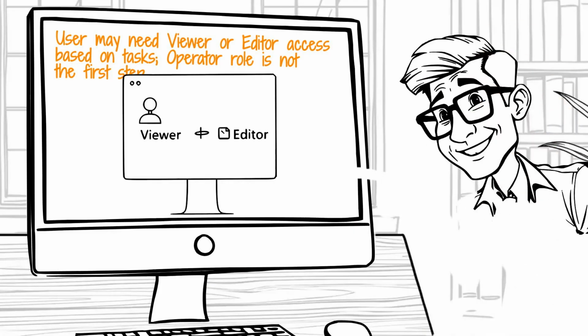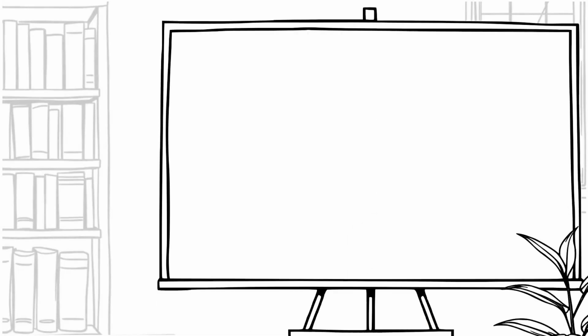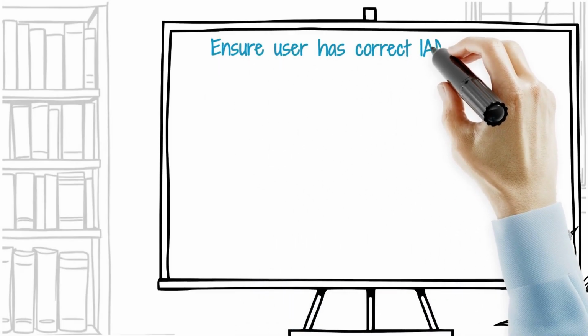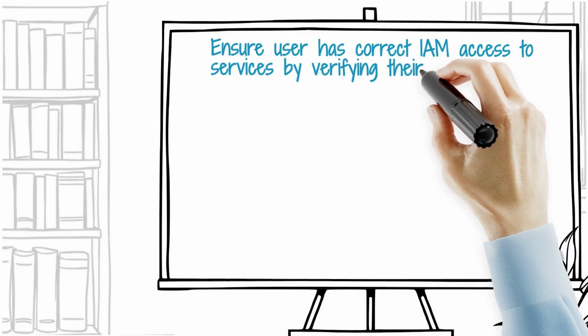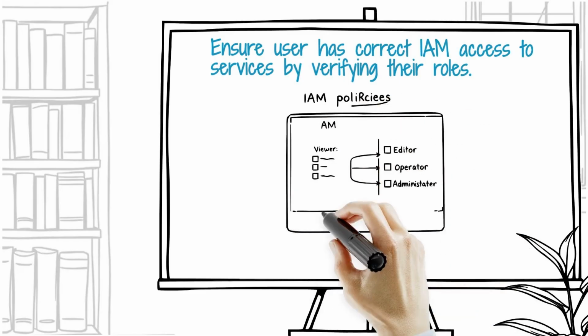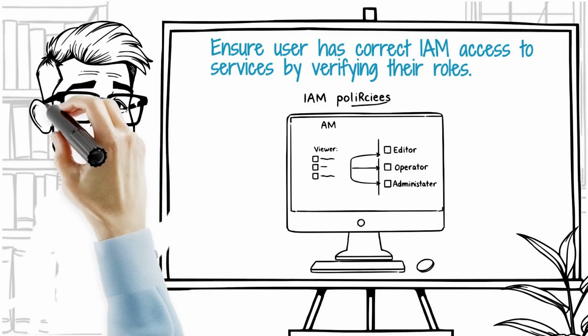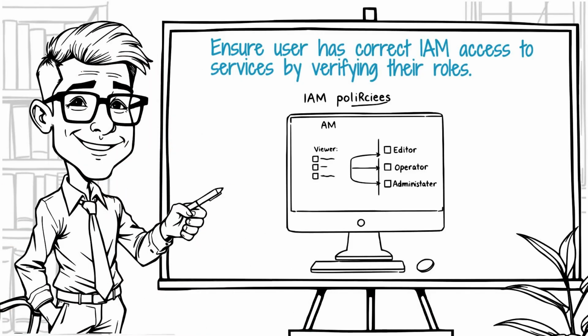C. Make sure that the user has access to the service or service instance through IAM. This is the correct first step. If a user cannot access a service or a specific instance of a service, the most common reason is insufficient or incorrect IAM permissions. You would check the IAM policies assigned to the user, the access groups they belong to, or trusted profiles they are using, to ensure they have the appropriate roles, for example, viewer, editor, operator, administrator for the specific service or resource group.